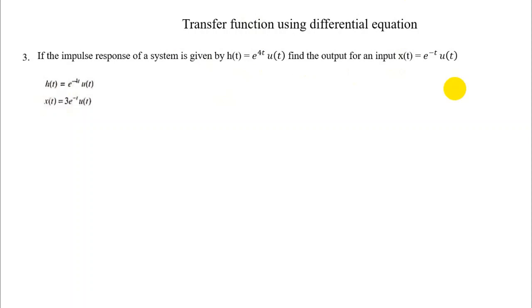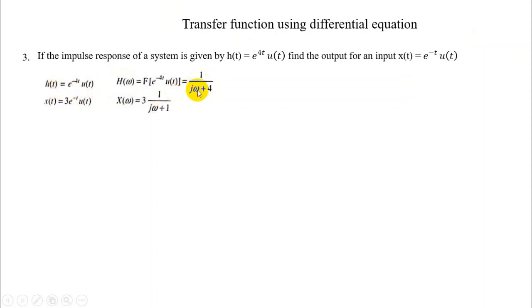So what would be the procedure? As we have discussed in the previous video, you need to determine the transfer function of the system. How could we determine the transfer function of the system? If we have the impulse response and take its Fourier transform, we will get the transfer function. So the transfer function is nothing but the Fourier transform of the impulse response.